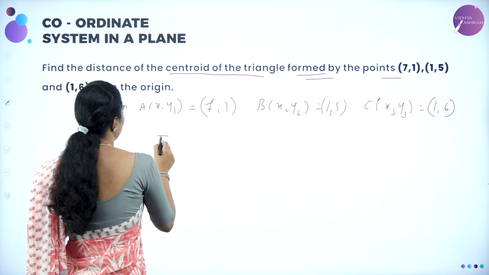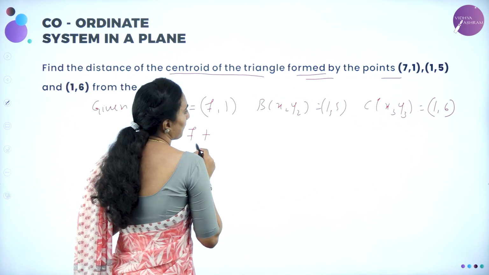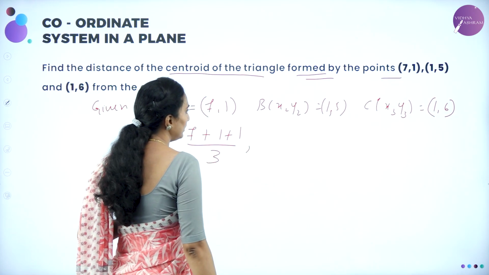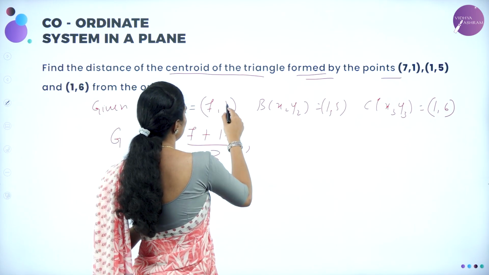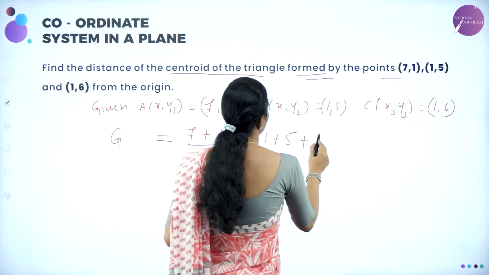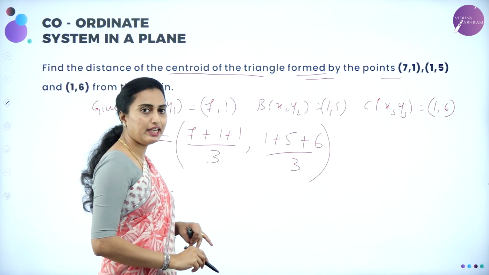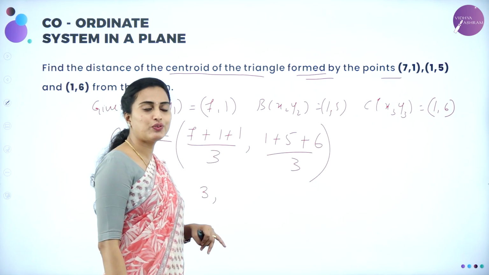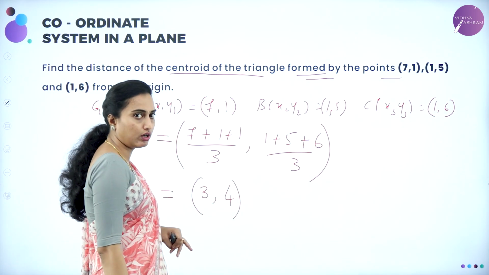So it is given by (x1 plus x2 plus x3) by 3, that is 7 plus 1 plus 1 divided by 3, comma, next you are going to have (y1 plus y2 plus y3) by 3, this is 1 plus 5 plus 6 divided by 3. So the answer you are going to get: 7 plus 1 is 8, 8 plus 1 is 9, 9 by 3 is 3, comma, 1 plus 5 is 6, 6 plus 6 is 12, 12 by 3 is 4. So 3, 4 is the centroid.